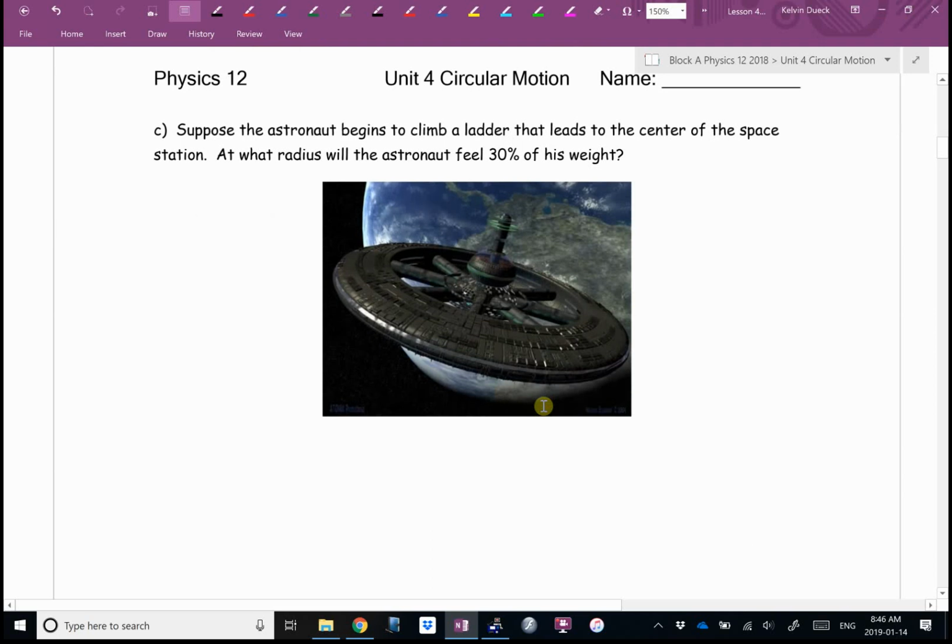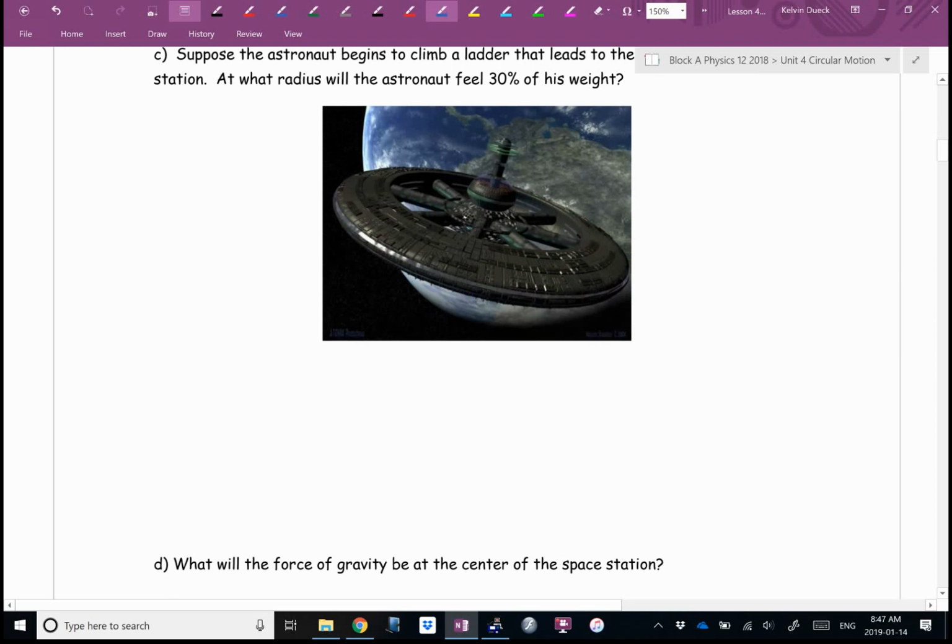Suppose the astronaut begins to climb a ladder. Maybe there's a ladder that runs along the spoke of the circular space station. At what radius will the astronaut feel 30% of their weight? What's this question asking me to find? Okay, it's going to be the same approach as before. It's still going to be normal force is what's pushing me in a circle. How big do we want the normal force to be this time?